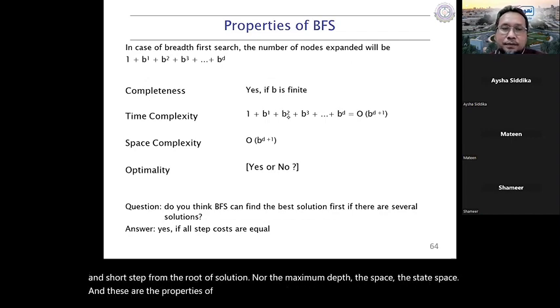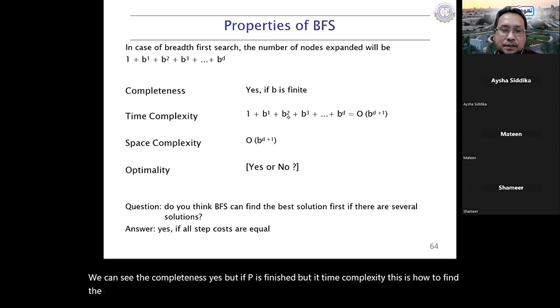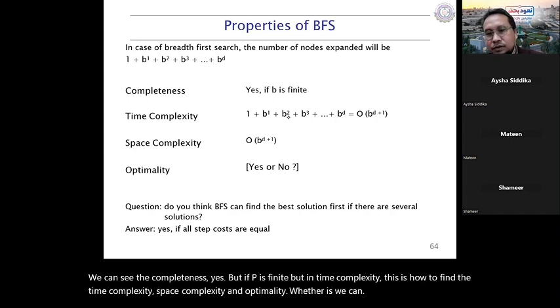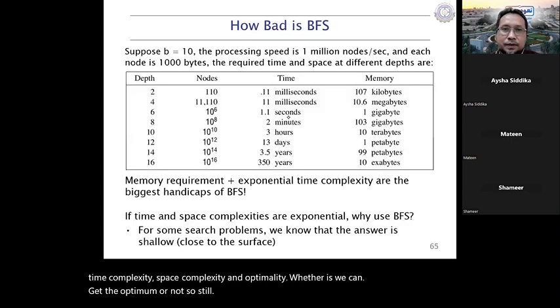We can see the completeness is yes if the branching factor is finite. Then there is the time complexity, space complexity, and optimality, whether we can get the optimum or not.